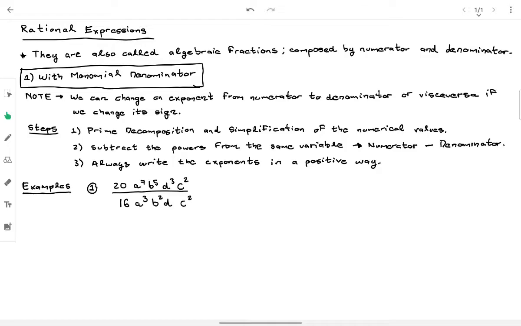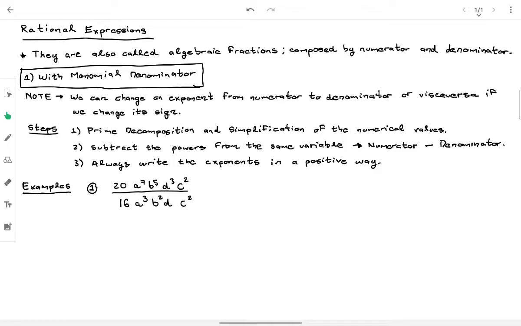Remember, a monomial is only one term. So today on the denominator part, we will have only one term. And a little note here: we can change an exponent from numerator to denominator or vice versa if we change its sign. That means if we have a to the 7 on the numerator part, we can change it to the denominator as an a to the minus 7. It's the same if we have a b squared on the denominator. If we want to change it to the numerator, we can write it as b to the minus 2. So we can move a letter with its power from the numerator to the denominator or vice versa if we change the sign.